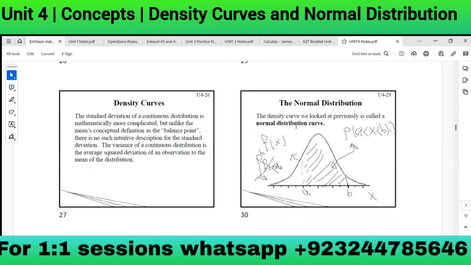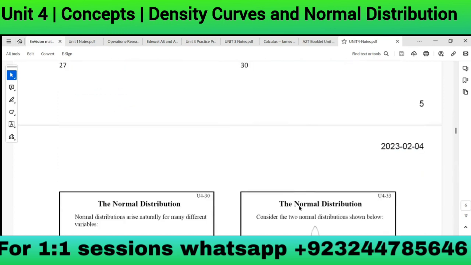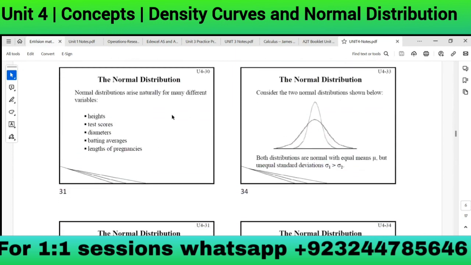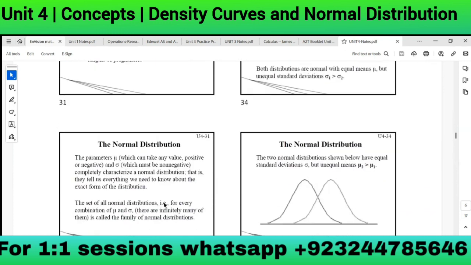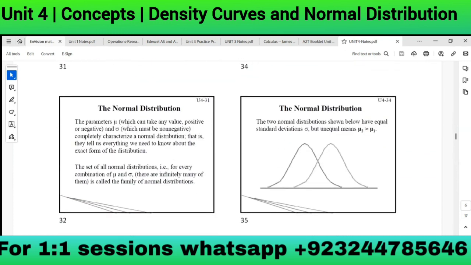Normal distribution. The density curve we looked at previously is called a normal distribution curve. So this is the normal distribution curve. Normal distributions arise naturally for many different variables: height, test scores, diameters, batting averages, lengths of pregnancies. For the normal distribution, the parameter mu can take any value, positive or negative, and sigma must be non-negative.